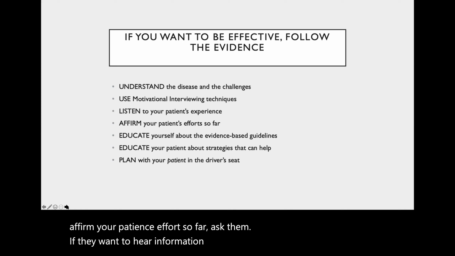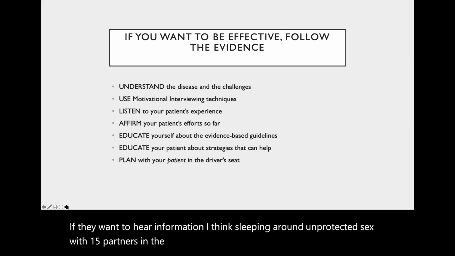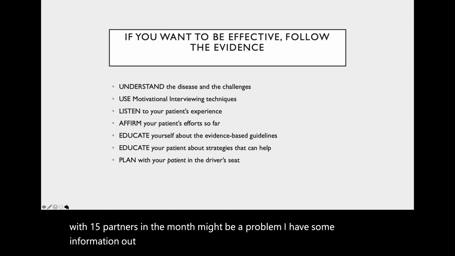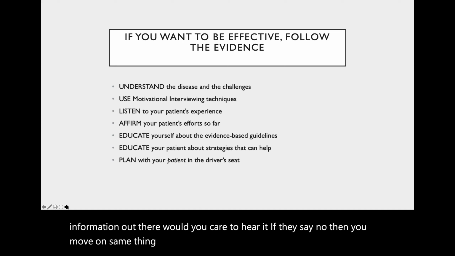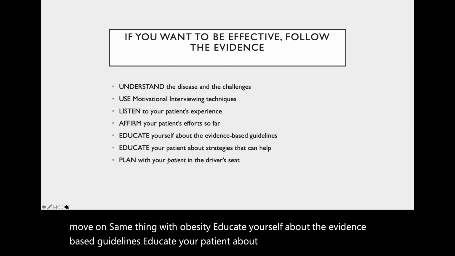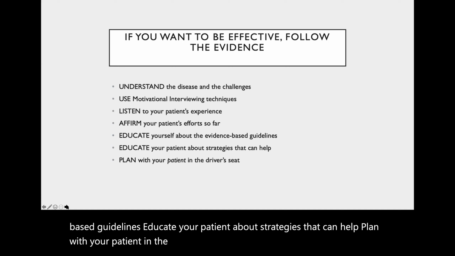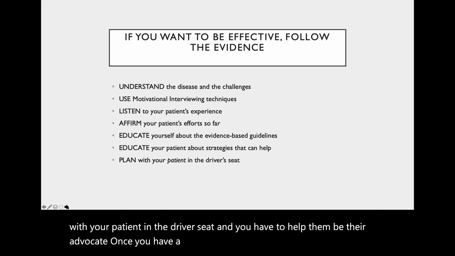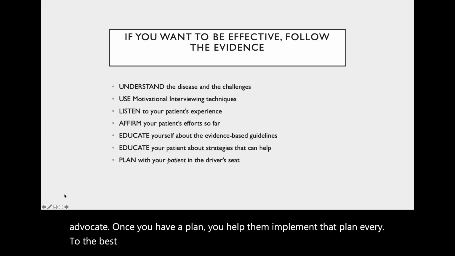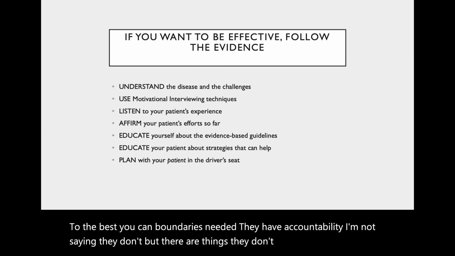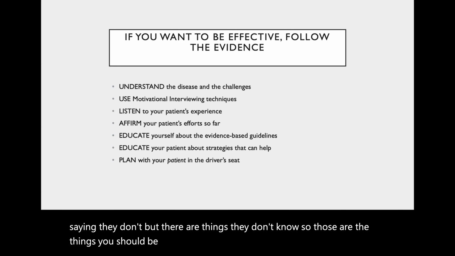Like, gee, I think unprotected sex with 15 partners in a month might be a problem. I have some information out there. Would you care to hear it? If they say no, then you move on. Same thing with obesity. Educate yourself about the evidence-based guidelines. Educate your patient about strategies that can help. Plan with your patient in the driver's seat, and you have to help them. Be their advocate. Once you have a plan, you help them implement that plan to the best you can. Boundaries are needed. They have accountability. I'm not saying they don't, but there are things they don't know. So those are the things you should be doing, like dealing with the insurance company.